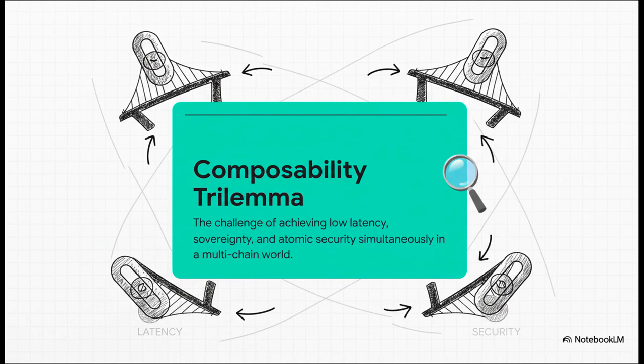So here's the official term for it, the cross-rollup composability trilemma. And all it really means is that when you're trying to build connections between all these chains, you're constantly juggling three key things. And you just can't have a perfect 10 out of 10 on all of them at the same time. Something's got to give.